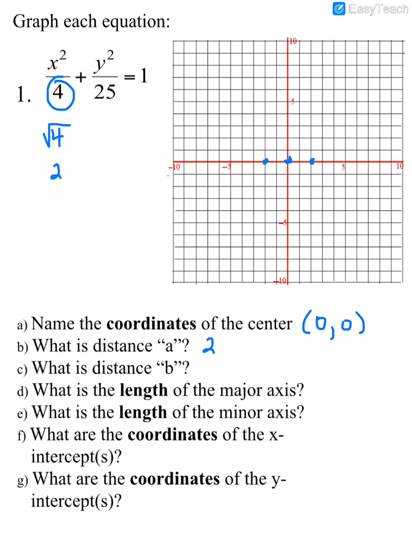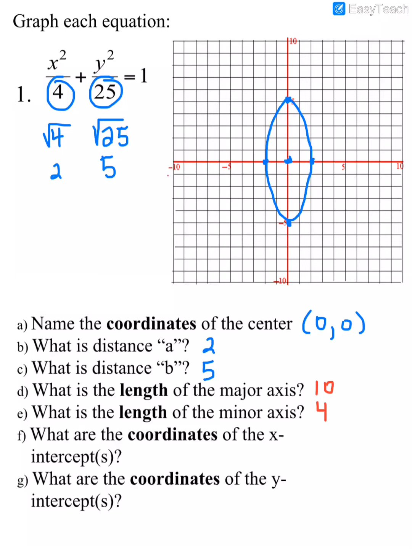The distance for b, that's the b squared, so I have to take the square root of that, and b is going to be 5. So on my y-axis, I'm going to go up 5 and down 5. And then I connect those points on the outside for my ellipse. So the length of the major axis, the biggest axis, is going to be, well, we went up 5 and down 5, so the length of the axis is going to be 10 units. The length of the minor axis, we went 2 spaces this way and 2 spaces this way, so the length of the minor axis is 4.